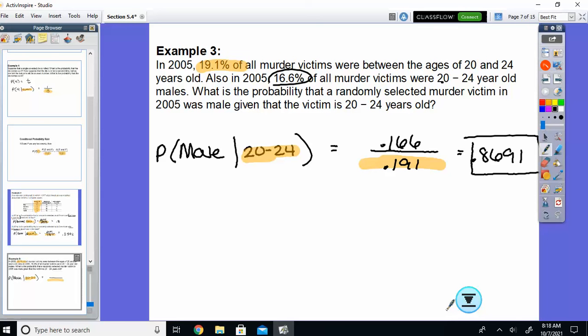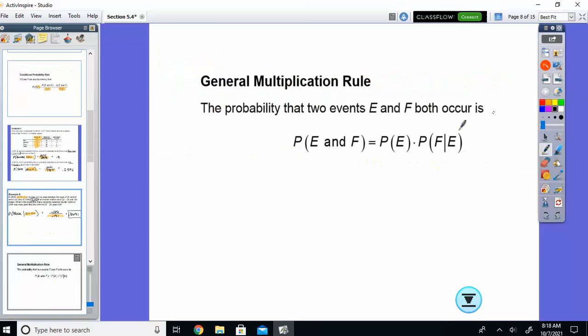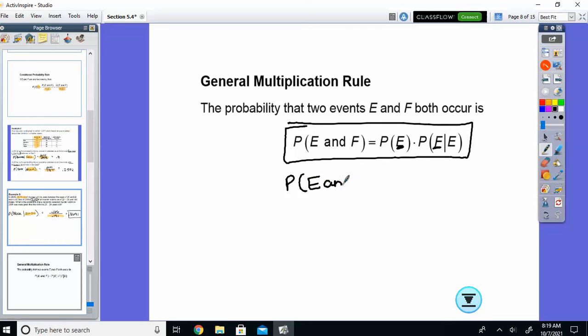So this leads us into how to find the probability of E and F if they are not independent. So when they are independent, knowing one didn't change the probability of the other, so we just multiplied. But if they are not independent, if I know that victim just is 20 to 24, did that change the probability that it was a male? Yes. So if it's not independent, probability of E and F is probability of E times the probability of F given E. So you're still multiplying the probabilities, but if you already know the first, you have to do the conditional.